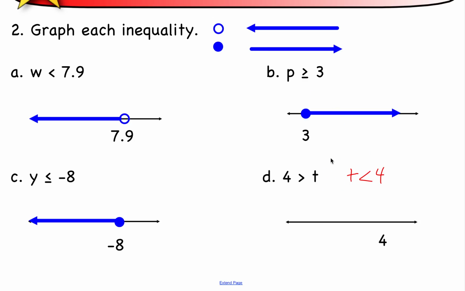So now it's a little more obvious. On 4, we're going to have an open dot. There's no equal to sign, so it's an open dot, and we want it to point to the left. Now, if you didn't put your variable on the left-hand side, you might be tempted to think that that's going to go to the right. So be very careful with that.